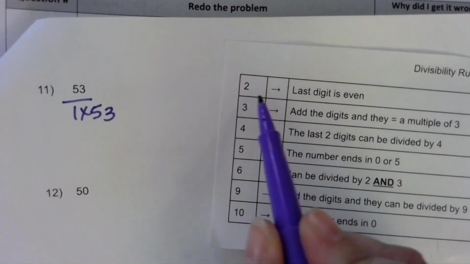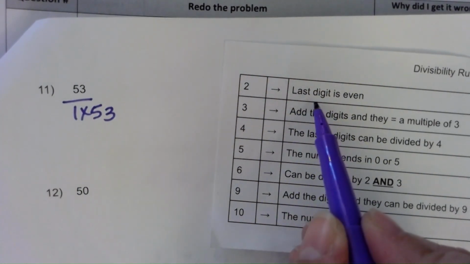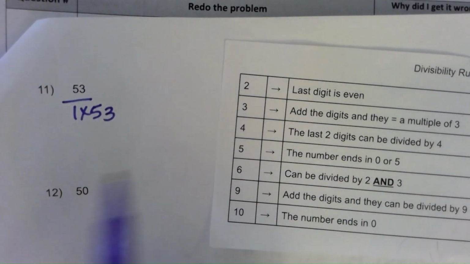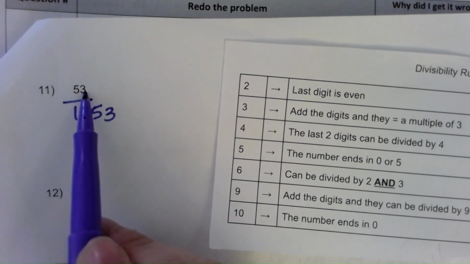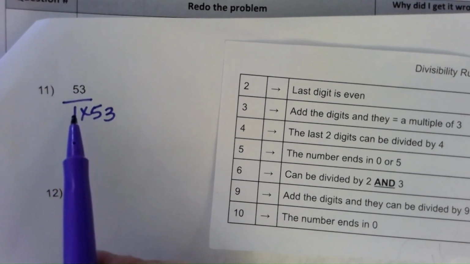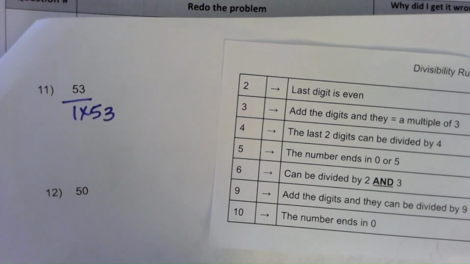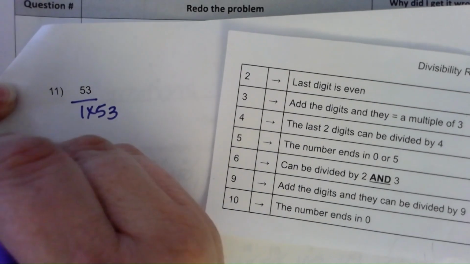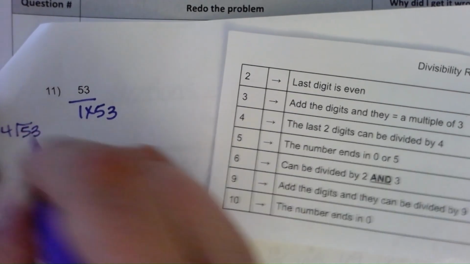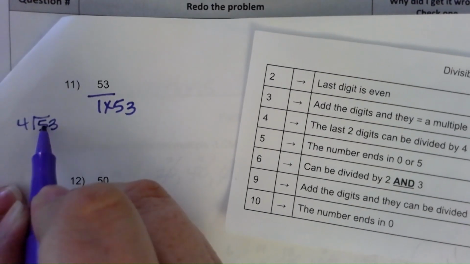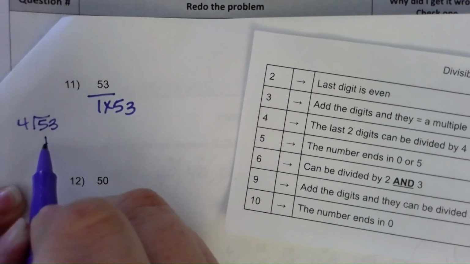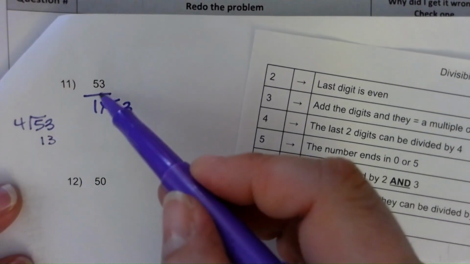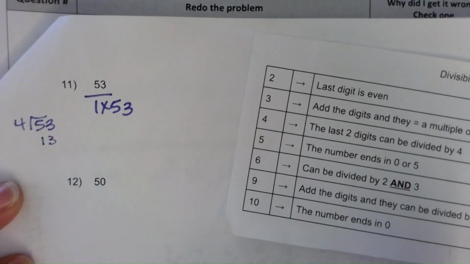So, alright, we just go down our list again. The last number is odd, so 2 doesn't work, there's no 2 here. If 3 works, then I should be able to add these digits. 5 plus 3 is 8. 8 is not a multiple of 3, so 3 is out. Then I look at it again, and you'll get to where you can kind of see this in your head, but 4 goes into 5 one time. When I subtract, it'll be 4 into 13. Does not work. It doesn't end in a 0 or 5, so 5 doesn't work.